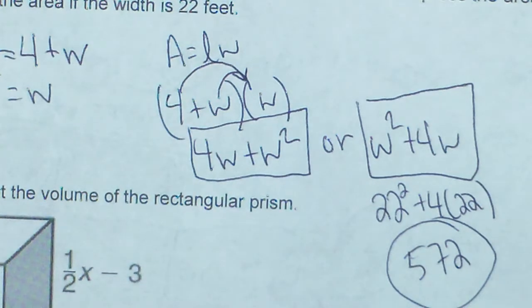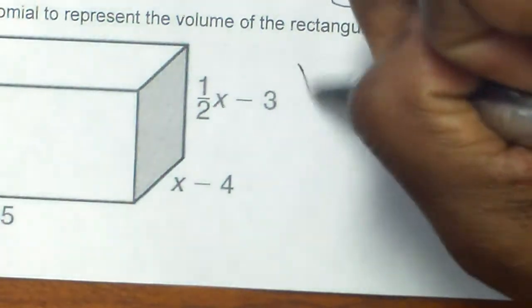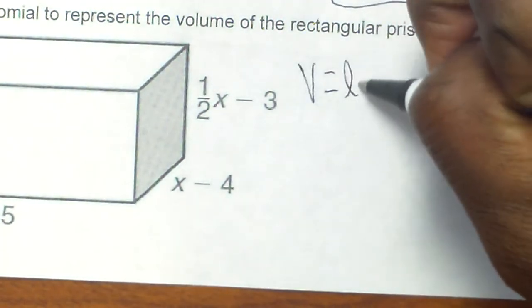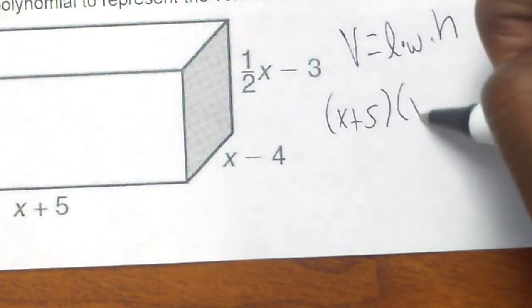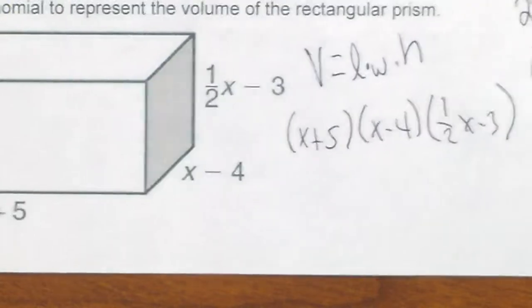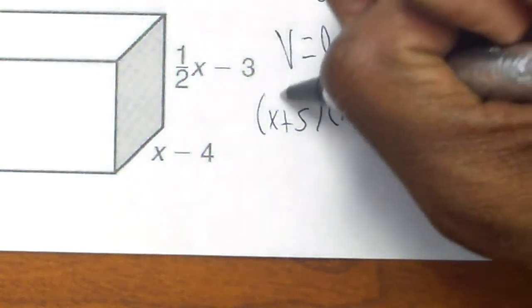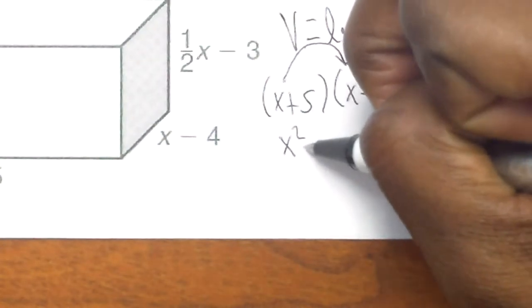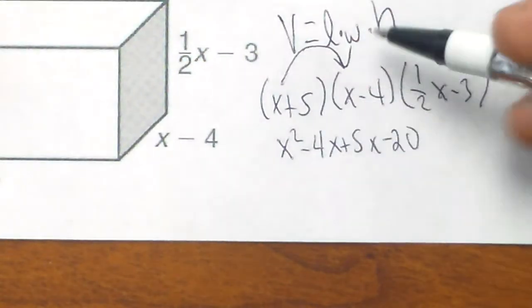Got it? The last one was the volume of a rectangular prism. We know volume of a rectangular prism is area of the base, which is going to be length times width, and then multiply times height. So in this one, multiplying x plus 5 times x minus 4 times 1/2 x minus 3. We haven't multiplied 3 sets of binomials, so you take it in sets of 2. So we distribute this one. We get x squared minus 4x plus 5x minus 20. That's the first one.